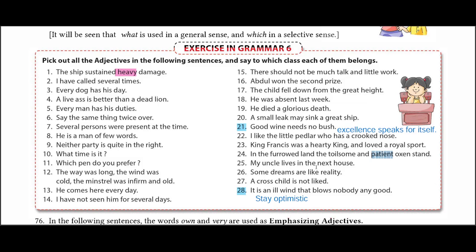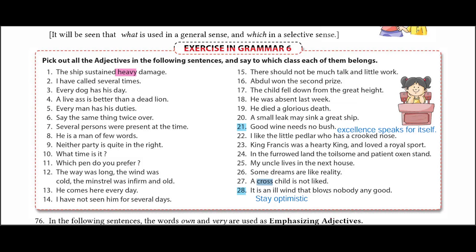My uncle lives in the next house. Next is a definite numeral adjective and it is an ordinal. Some dreams are like reality. Which dreams? Some dreams. It is a demonstrative adjective because it is pointing out the noun. A cross child is not light. Cross child. Cross is a descriptive adjective, adjective of quality.